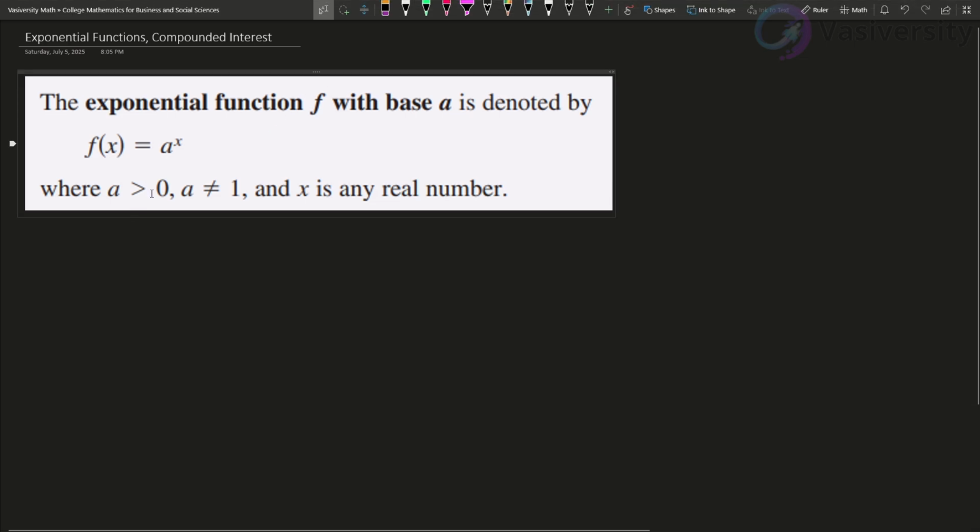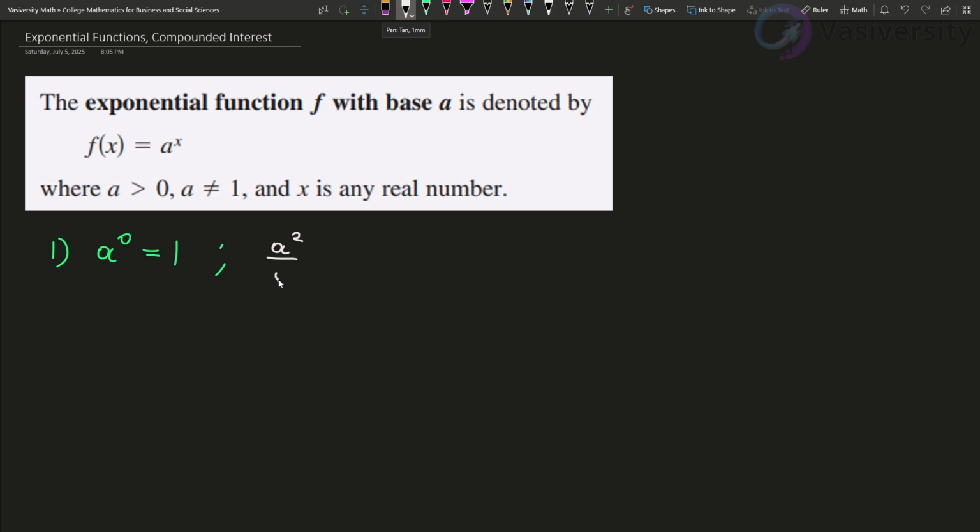So let's take a look at some properties of exponential functions. Our first rule is a to the power of 0, as long as a is greater than 0, always will be equal to 1. And what's the reason behind it? Well, the 0th power comes from dividing two numbers with the same base, because a is called the base. So if we do a to the power of 2 divided by a to the power of 1, it's the same thing as a to the power of 2 minus 1, which is equal to a to the power of 1, which we call just a.